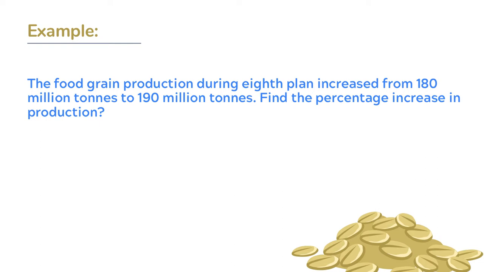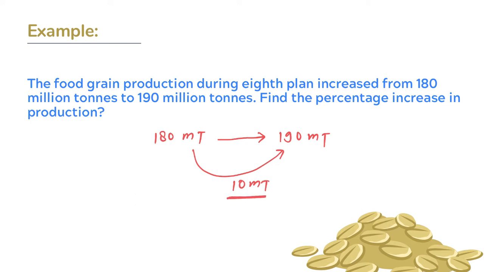Our example says the food grain production during the 8th plan increased from 180 million tons to 190 million tons. Find the percentage increase in production. So I can say first it was 180 million tons, and after the 8th plan it becomes 190 million tons. So how much has it increased? You can say 10 million tons, and this value you need to convert into percentage.